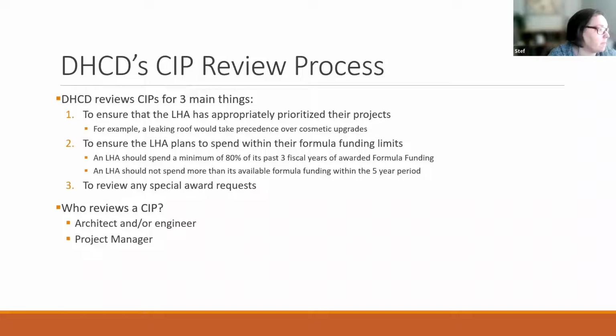When a CIP comes in, it's first reviewed by the architect or engineer, depending on the project, just to make sure that the scope and cost are in line with their experience. And then it goes to the DHCD project manager, who takes a look at the funding and the schedule. Then the DHCD project manager does the final approval and makes sure that the award is made and the project is actually active in our system.